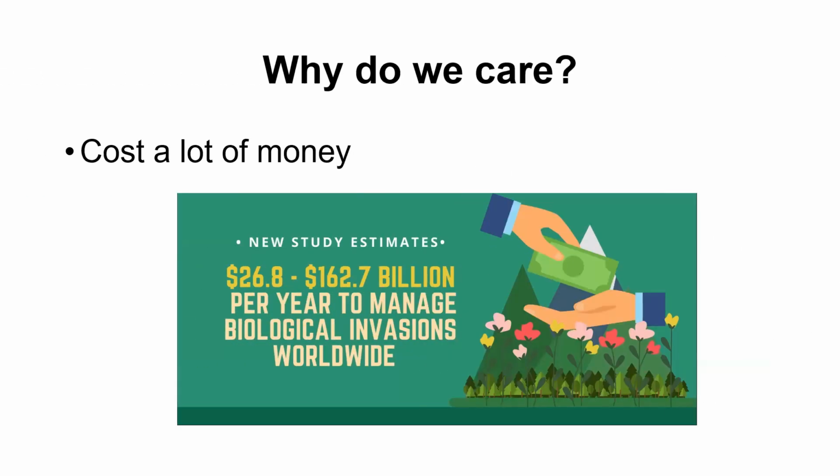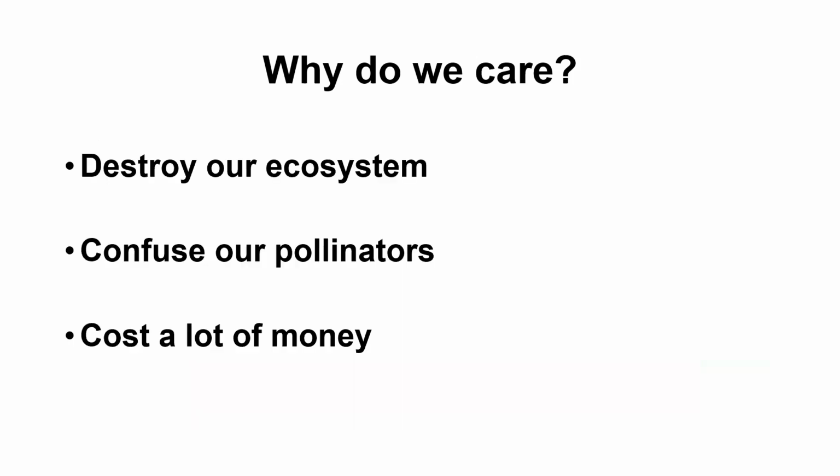So why else do we care? Costs a lot of money. Well, what costs a lot of money? We have to get rid of some of these things if they're clogging waterways or in our agricultural environment. So as you can see, there's billions of dollars that has to get spent each year to manage these invasive species. And as it says there, it is worldwide, not just the United States, but everywhere. That's why we care. It destroys our ecosystem, confuses the pollinators, and costs a lot of money.